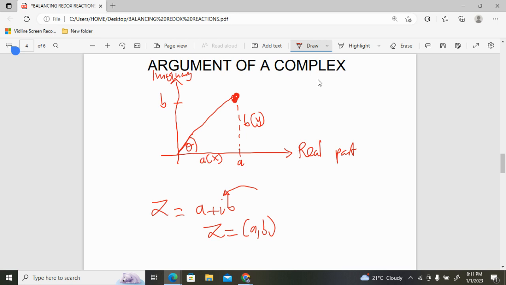Now, from your SOHCAHTOA, tan of theta is given by opposite over adjacent. You look at the opposite of this angle. The opposite is this one, y, over the adjacent. And the adjacent to this angle is this side, which is a, or x. So this is how you determine the argument of a complex number. Tan theta is equal to y over x. Now, because in mathematics you don't use a calculator, I want to give you special angles and how you can find these angles without using a calculator.